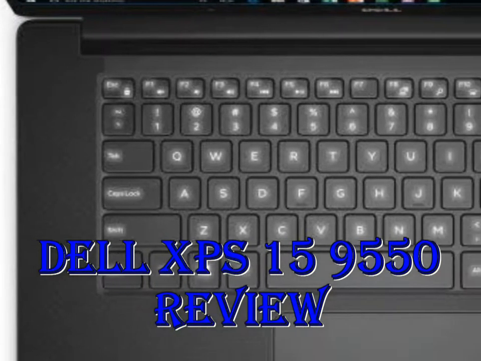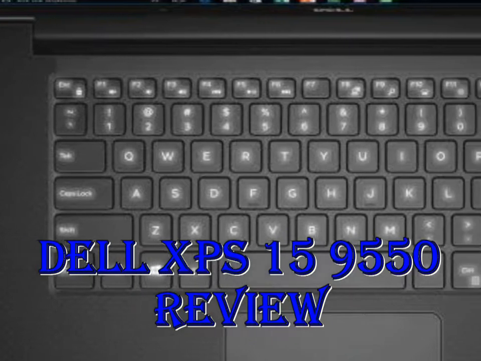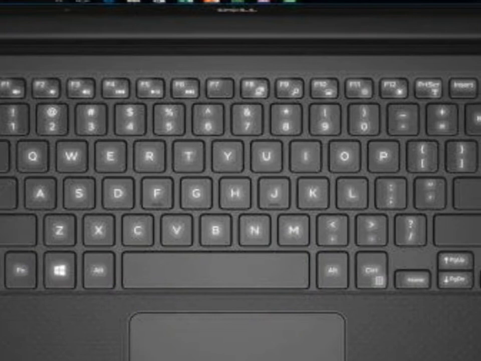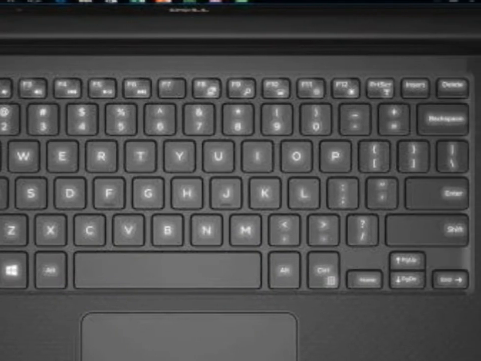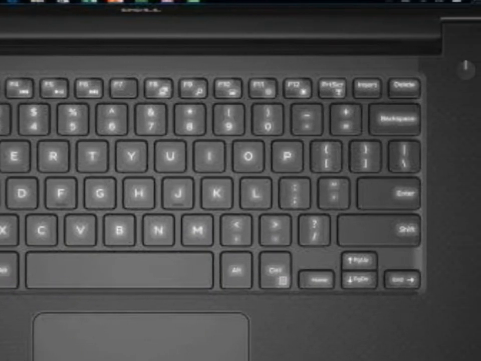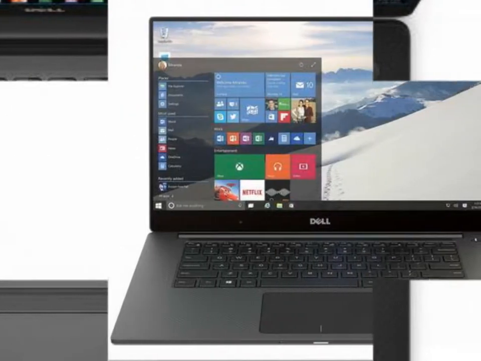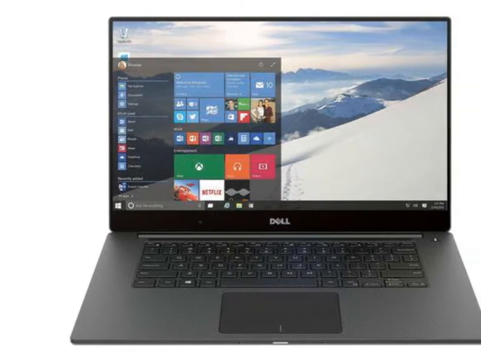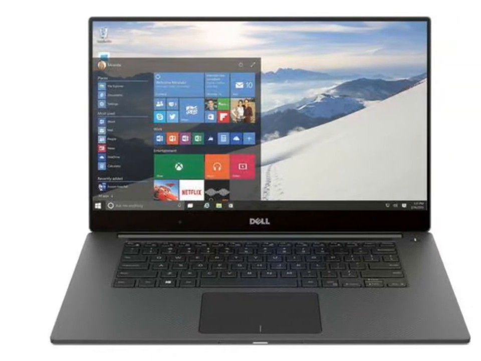Dell XPS 15 9550 review, keyboard and trackpad. The keyboard and trackpad are other pivotal parts of any laptop experience, and both are good in the Dell XPS 15. The keyboard is crisp, with decent resistance against your fingers that provides well-defined feedback for each key press.